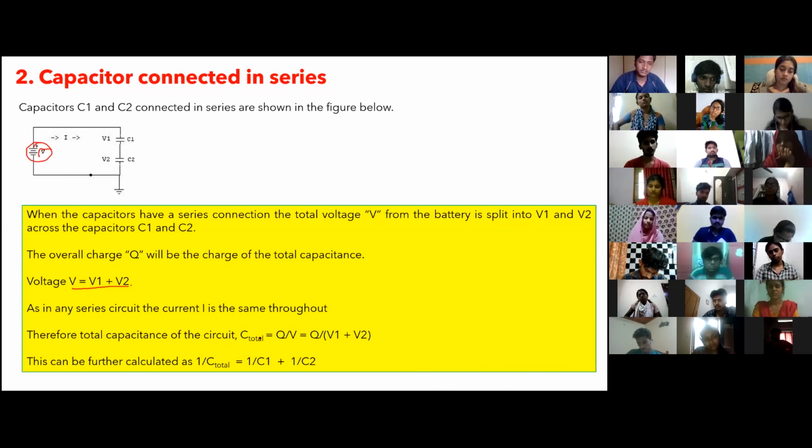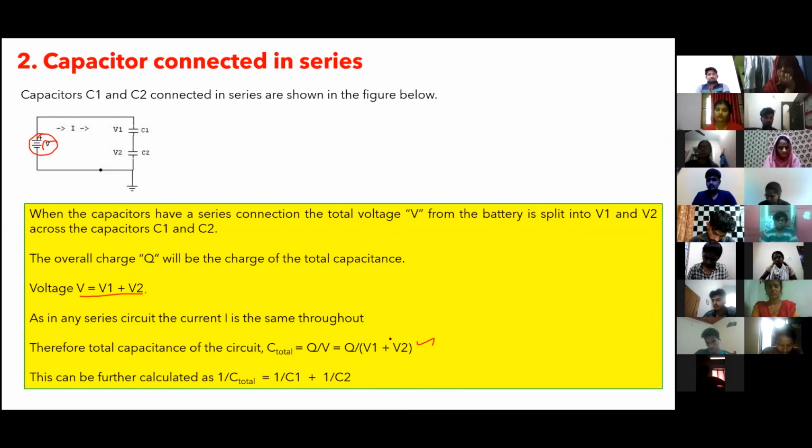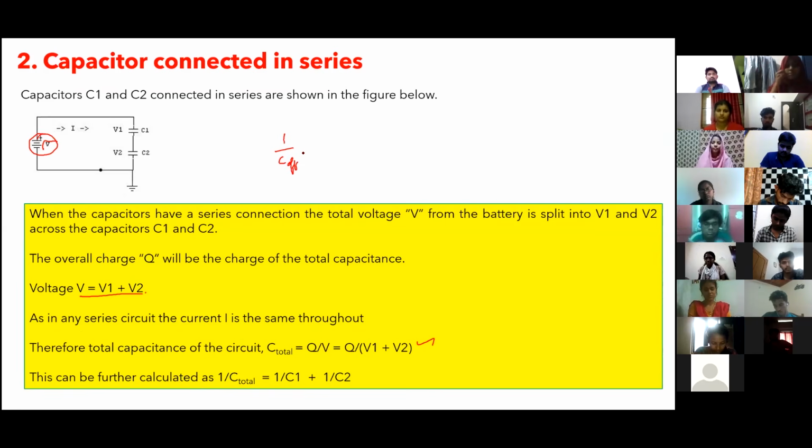And you can write the capacitance. Capacitance is Q by V, and you can write Q by (V1 plus V2). And if you substitute the capacitance there, this can be calculated as 1 by C total. We usually see the effective capacitance, which is like this: 1 over C is the effective capacitance if they are connected in series, which is 1 by C1 plus 1 by C2. Usually we write C1 times C2 divided by C1 plus C2. That's called the effective capacitance if they're connected in series.